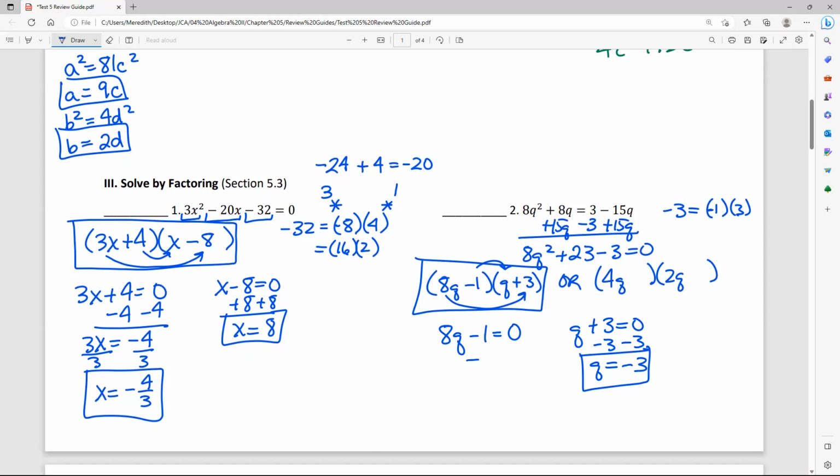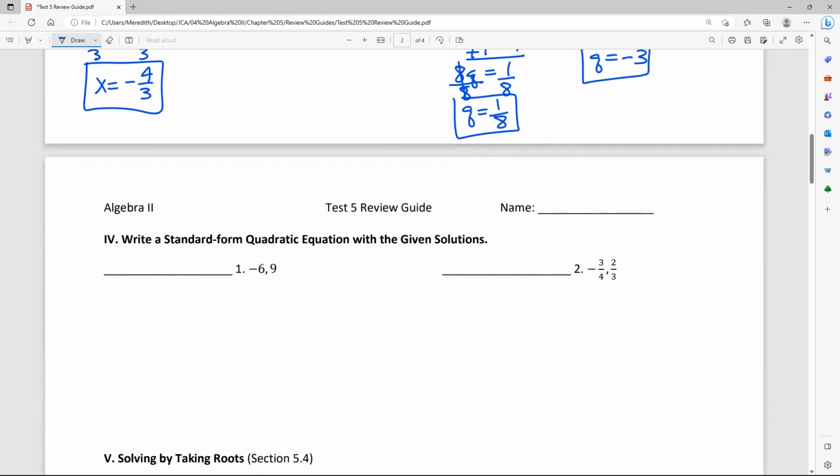And for my second answer, I add 1 to both sides. So 8q equals 1, divided by 8. Let's cancel, and q equals 1/8. And that's my second answer. All right, let's move on to page 2.